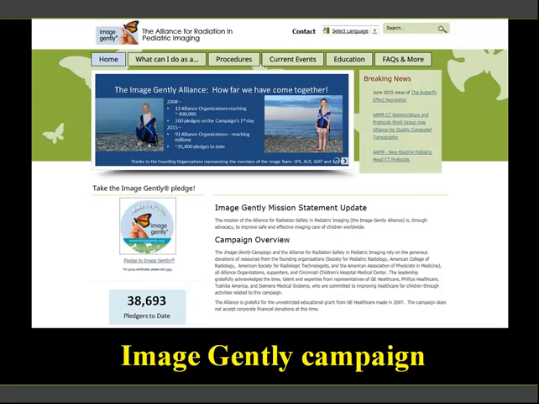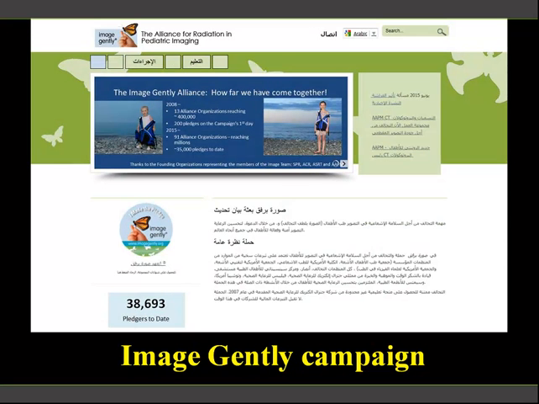Here's the website from the Image Gently campaign, which is an international campaign, very successful. It's available in many languages, translated into Arabic, French, so I believe anybody around the world is familiar now with this very successful campaign that was initiated by Dr. Marilyn Goske in the United States.